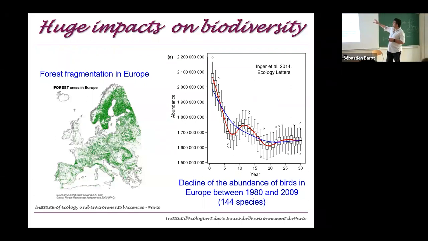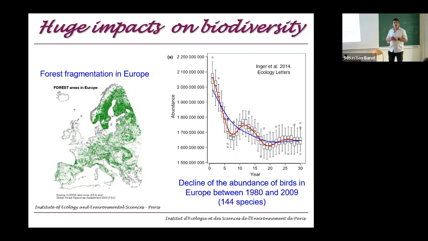Okay, here on the right, the numbers are about the decrease in the abundance of birds since the 80s. It's difficult to be sure about the reasons for the decrease in abundance of birds. One reason could be the changes in land uses. So basically when you replace forests by fields, this might be negative for some bird species.